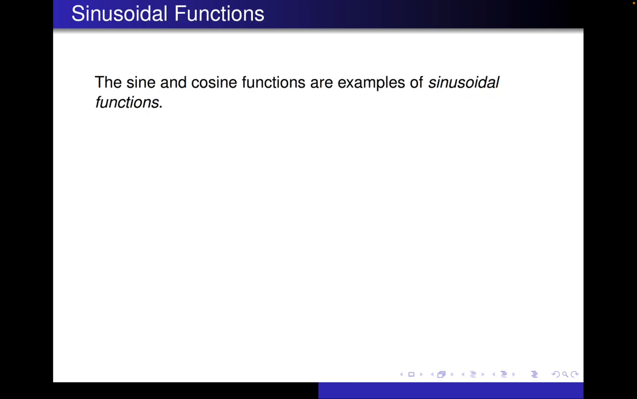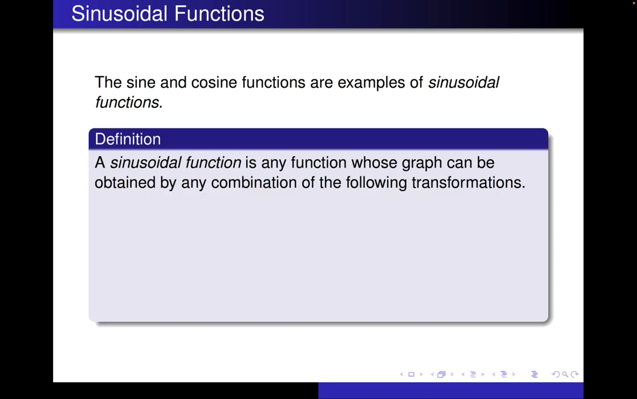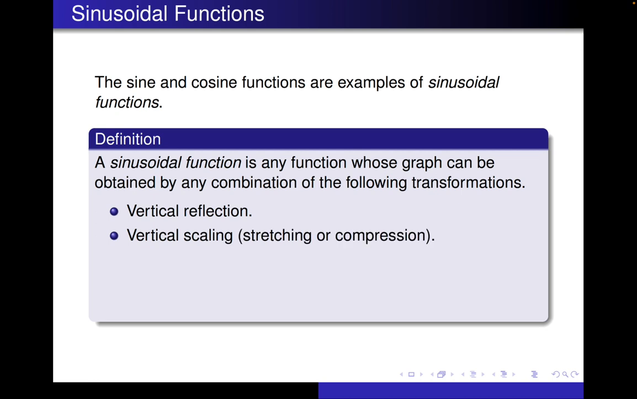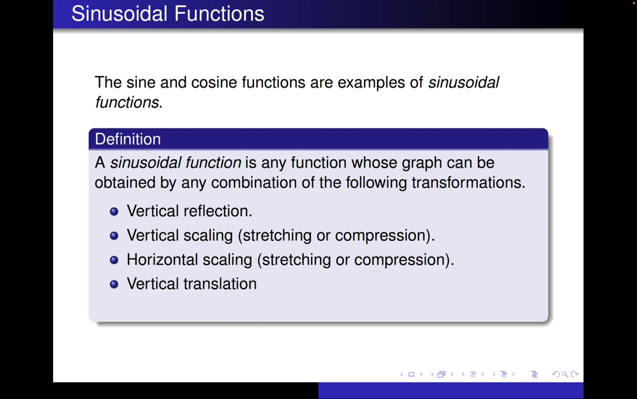So the sine and cosine functions are examples of what we call sinusoidal functions. And so what is a sinusoidal function, the official definition? Well, a sinusoidal function is any function whose graph can be obtained by any combination of the following transformations on sine and cosine. So you can do a vertical reflection, you can do vertical scaling, that means stretching or compression. You can do horizontal scaling, which is horizontal stretching or horizontal compression. You can do a vertical translation, that is moving the graph up or down, or you can do a horizontal translation, which is moving to either side, either to the left or right.